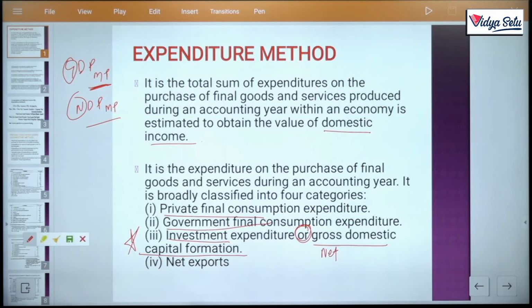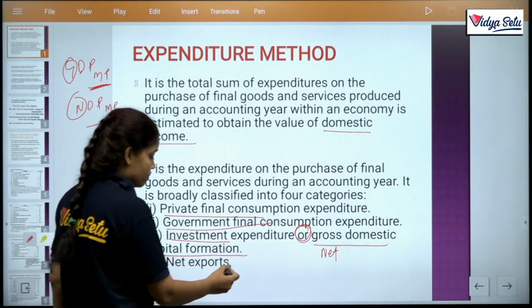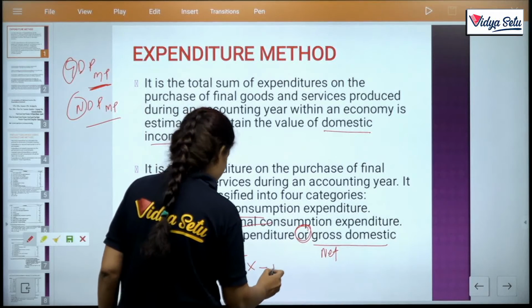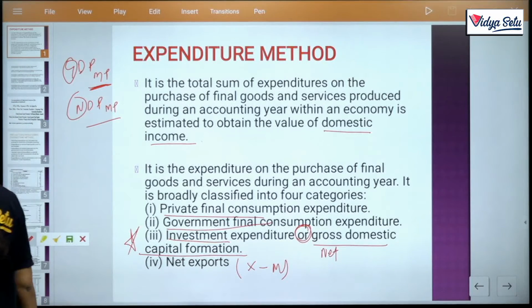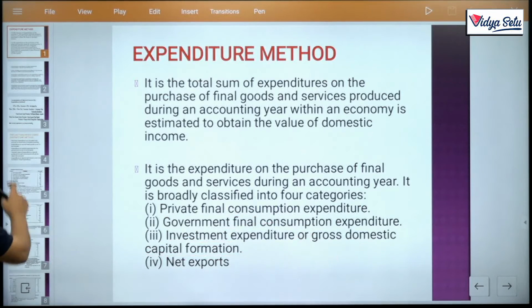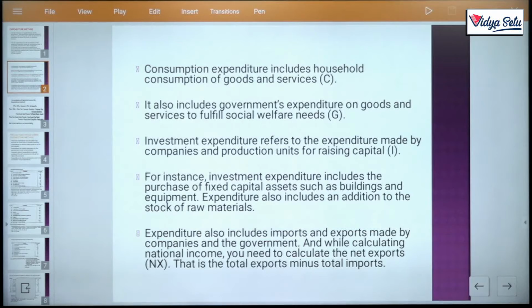And last one, net exports. How do we get net exports? X minus M, that is exports minus imports. Is it clear? Okay.